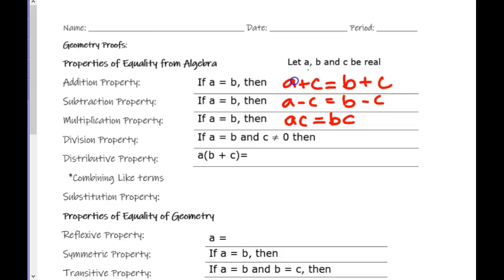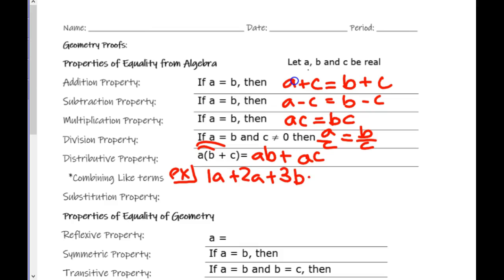Next thing, division. If you divide on each side, A over C equals B over C. That's the division property, stays equal. And we know the distributive property, we did it on the warm-up, right? A times B plus C gives AB plus AC. Now this is all stuff we know. All the operations and distribution. Do we know how to combine like terms? We know that's a property. Here's an example. If I have 1A plus 2A plus 3B plus 4C, okay, which one of these can actually combine? Only the A's, right? So that'd be 3A.